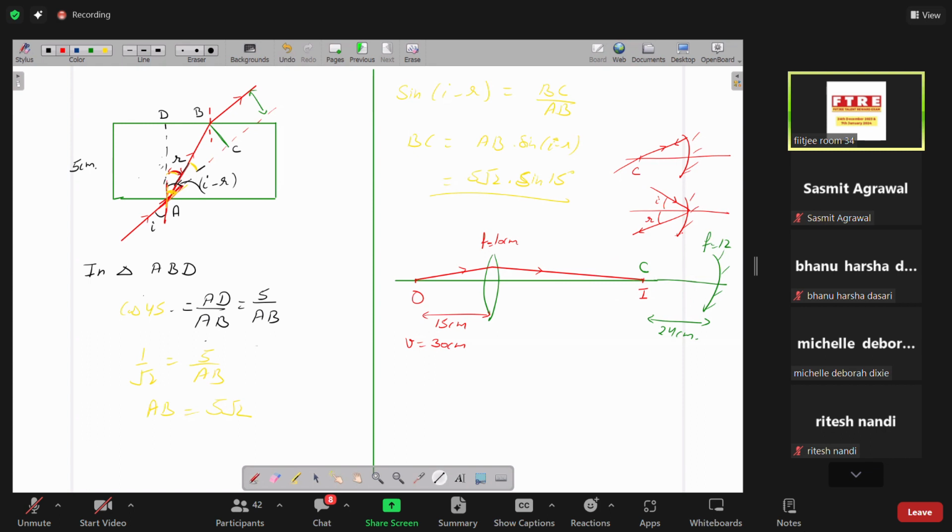So this is how the ray will fall. It is falling normally and then it will retrace its path, and the final image will be formed on the object itself. So then our distance comes out to be 30 plus 24. How much is that?